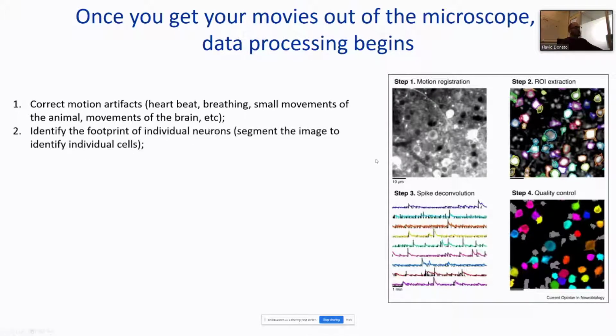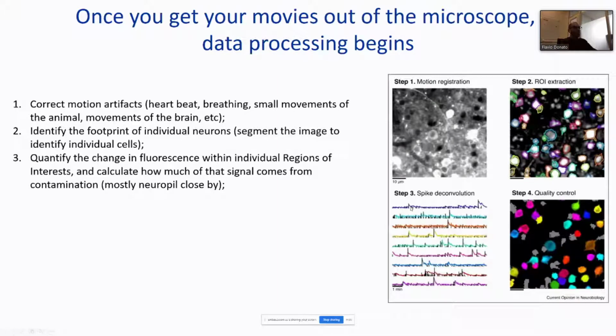You use some algorithm to identify the footprint of the neuron. What I mean is that, for example, in this case, you see that this is a very active neuron. You create an algorithm to select and create basically a contour along this neuron so that you can quantify the mean change in fluorescence in the pixels that are within this neuron, and calculate how much of this change in fluorescence comes from the cell, versus how much comes from different sources of noise. That can be the other cells around, the axons that are close by, the dendrites that are close by, and so on and so forth, which is called neuropil.